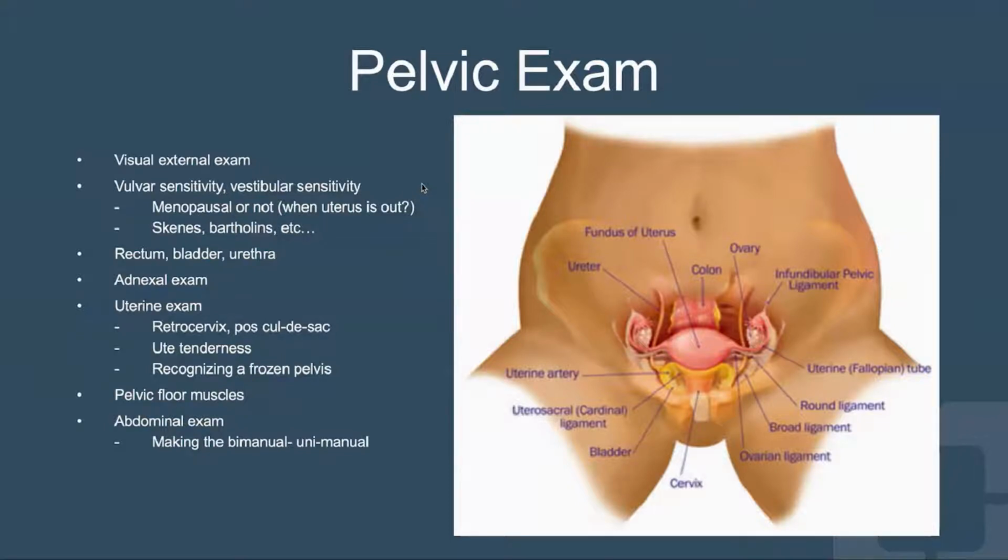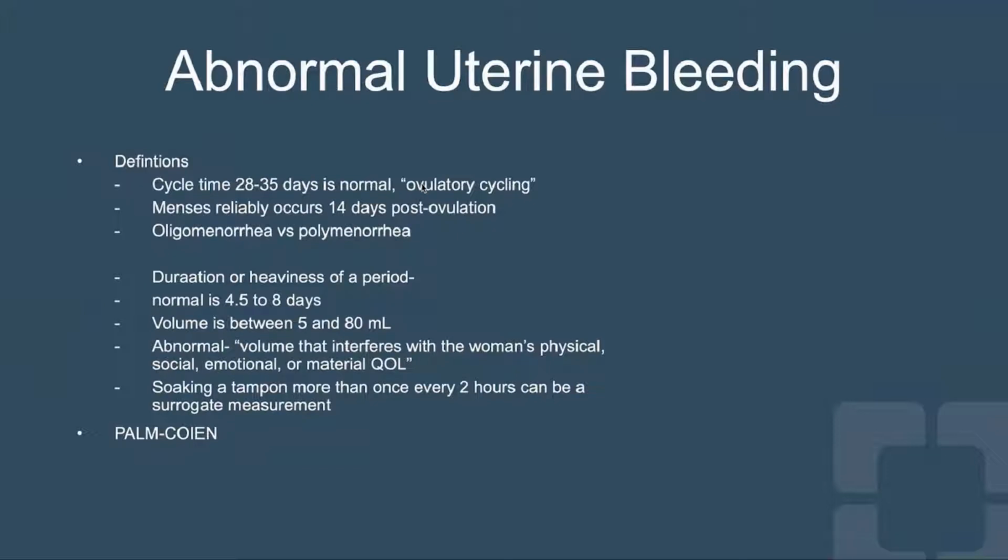So moving on to abnormal uterine bleeding. First of all, when diagnosing abnormal, we need to know what normal is.